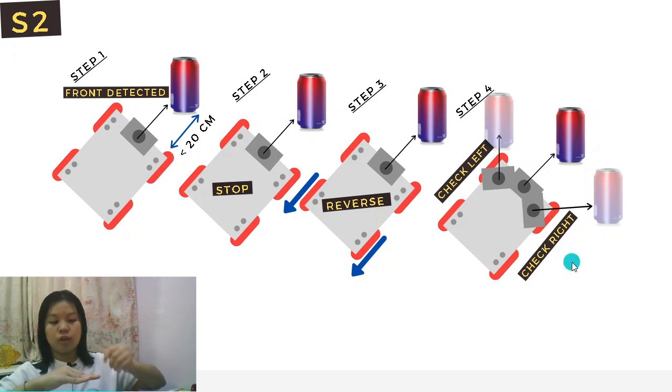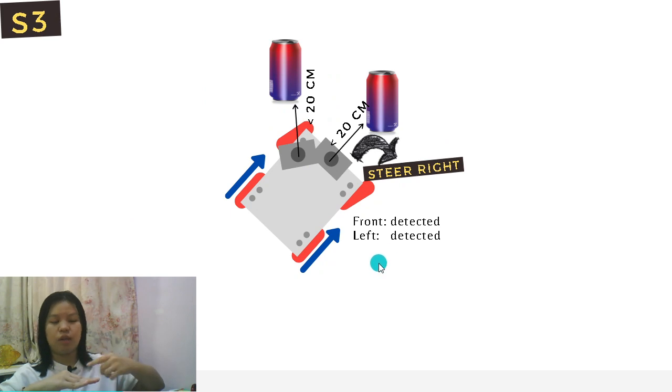Now comes the third scenario. We're going to combine the second scenario and third scenario together later on. The third scenario is that there are obstacles on the left, and no obstacles on the right. So what we want is the car to steer towards the right. So we're just going to turn right.